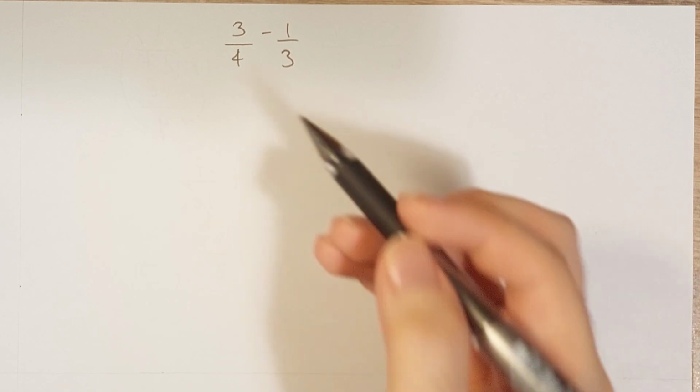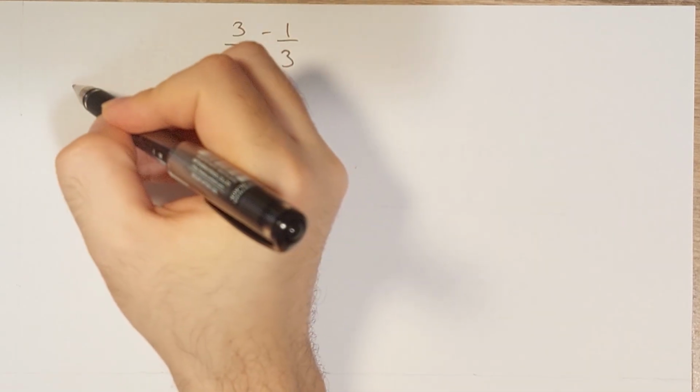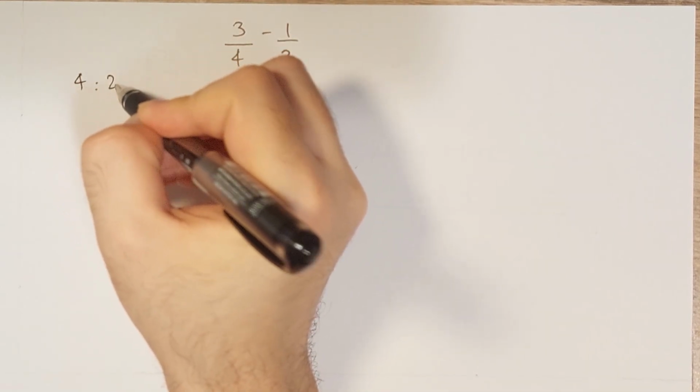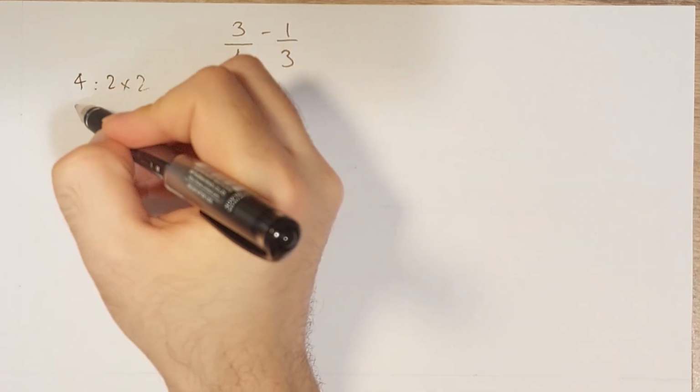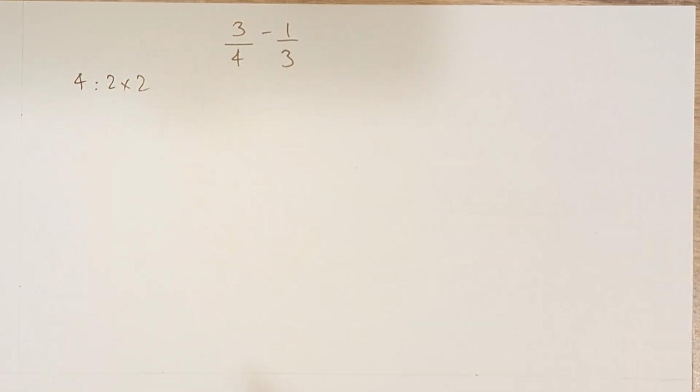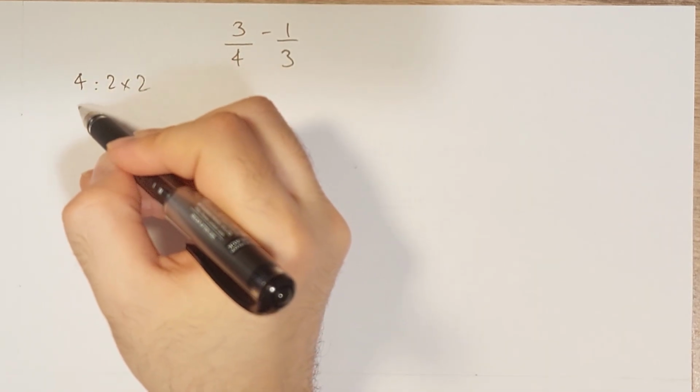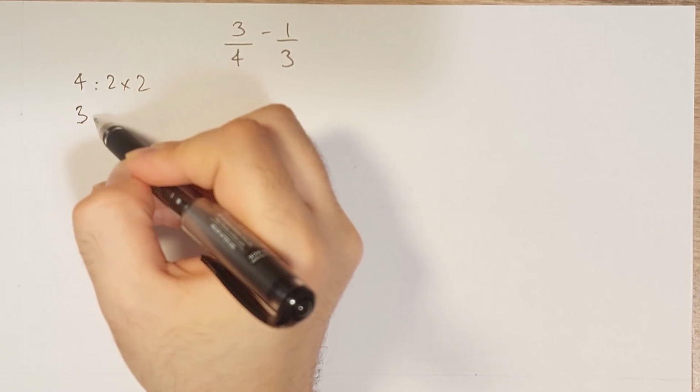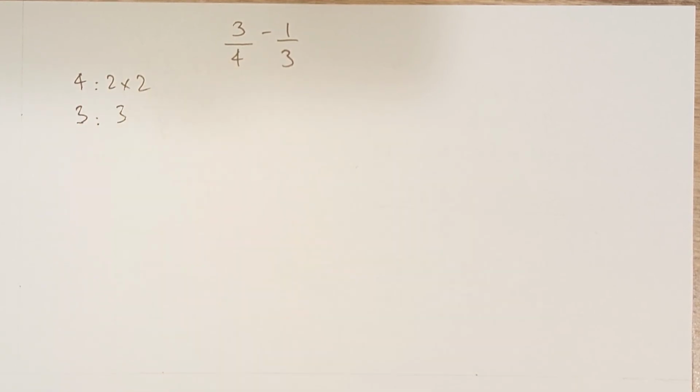Now let's look at subtracting fractions. It's the same process as addition. I'm going to solve a few examples. We have 3 by 4 minus 1 by 3. The denominators are different. We need to find the LCM by using prime factorization. 4 can be factorized as 2 by 2. 3 is a prime number, so we can't factorize that.